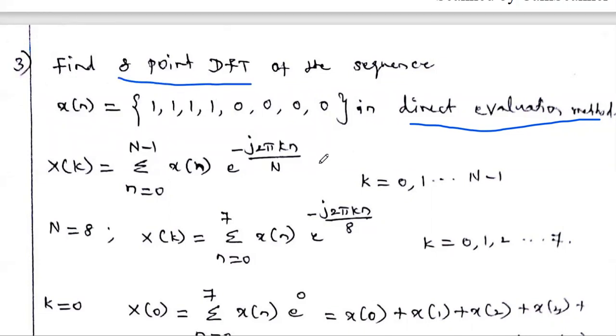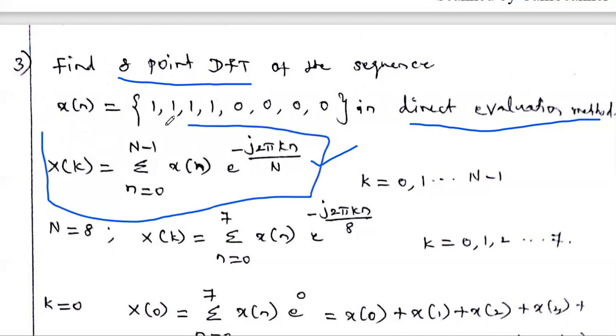First, we write according to the DFT definition. So you just write the DFT formula. What is the DFT formula? Capital X of k is equal to summation n equal to 0 to N minus 1 x of n e power minus j 2 pi k n divided by capital N, where k ranges from 0 to N minus 1.